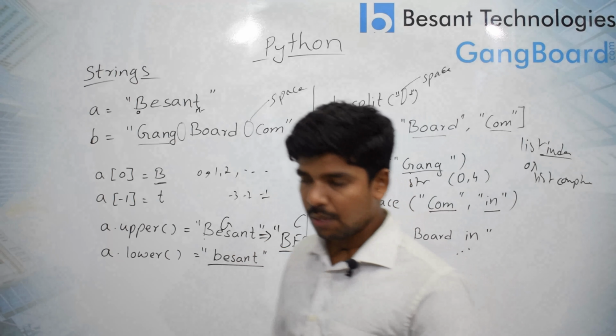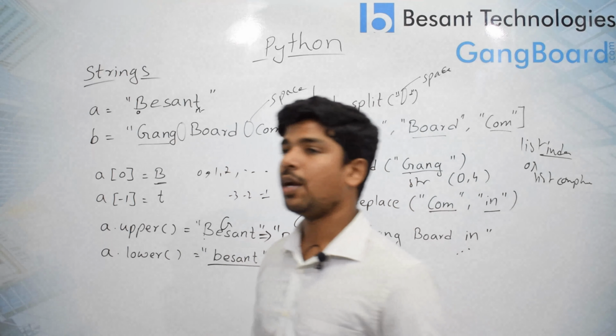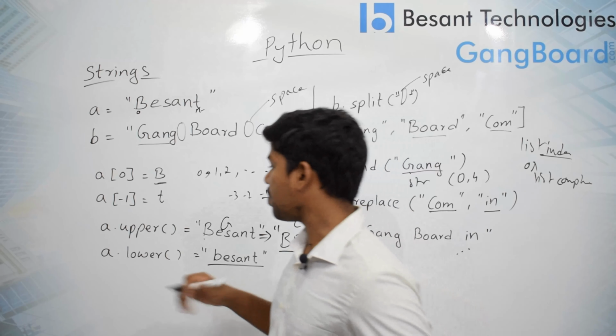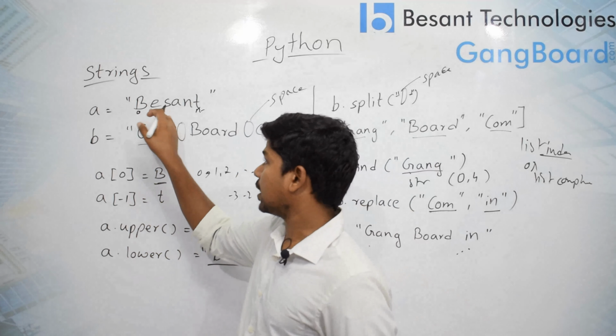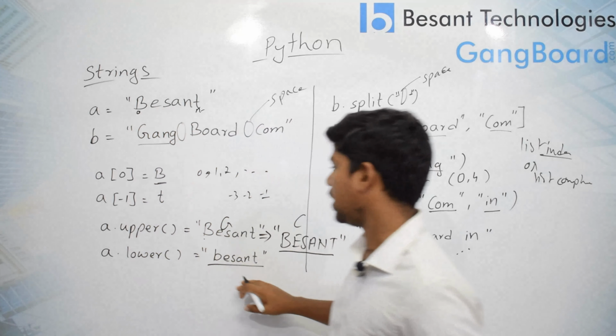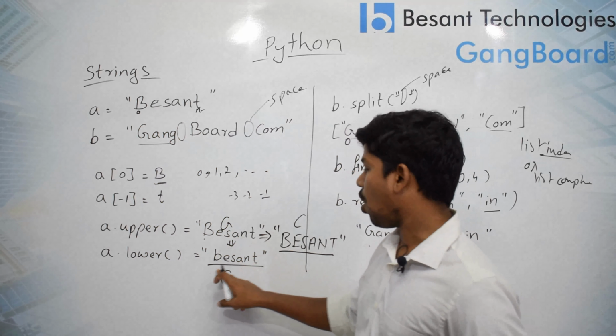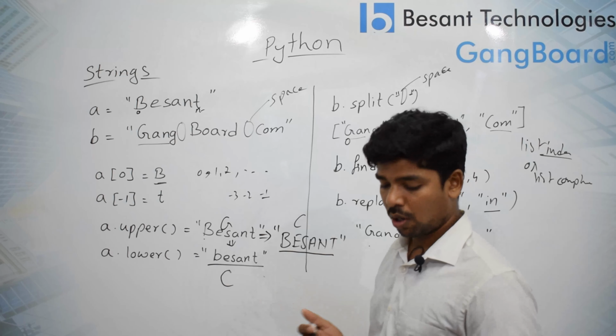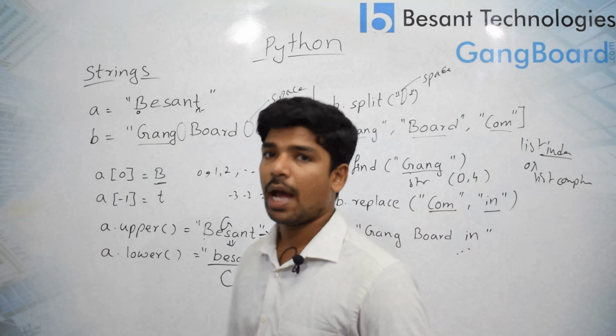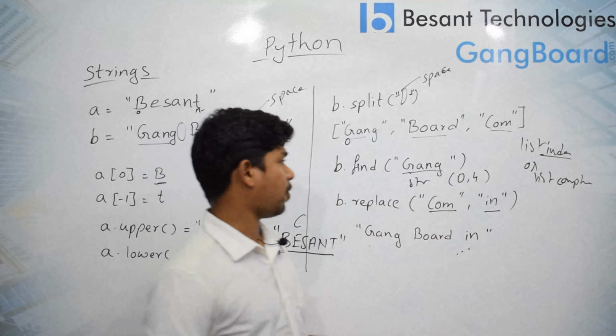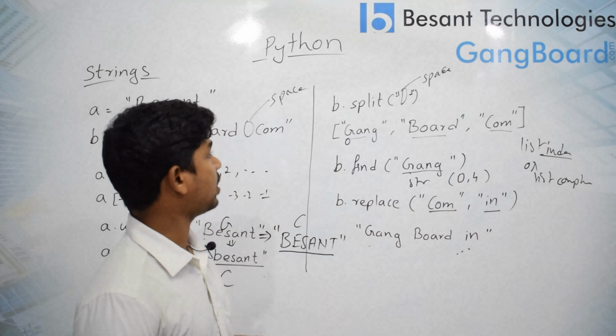Then we have another method called lower, a.lower. The lower method will convert the entire word to lowercase letters. This is the given word and after converting we get all letters in small case. Then we have other functions like split, find and replace. Let us see what they do.